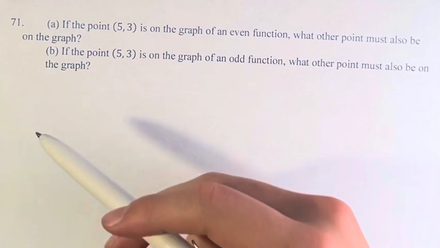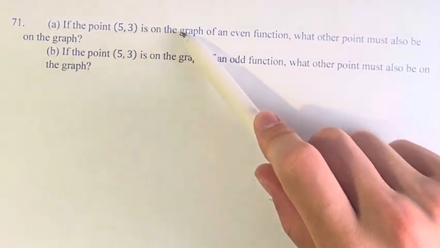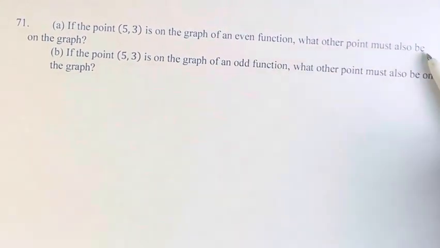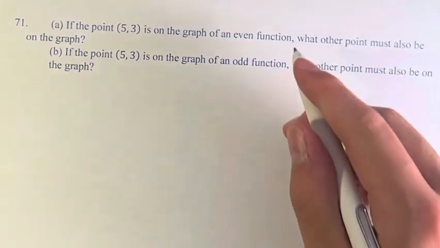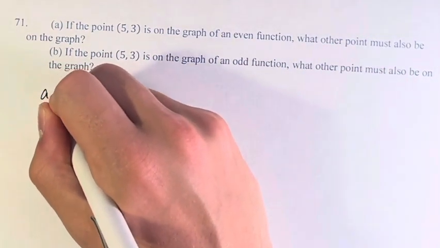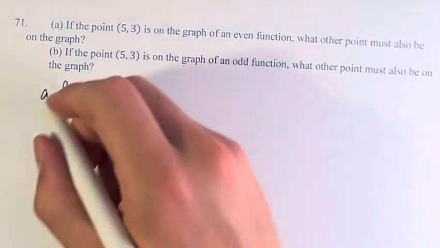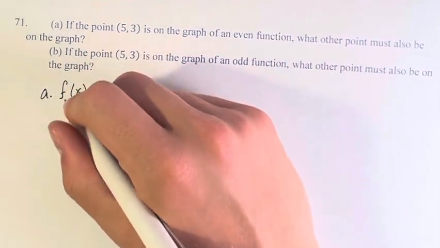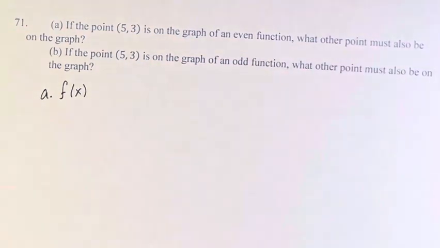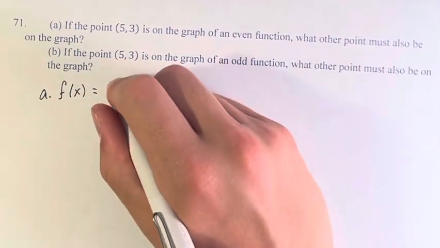In this problem, we're asked: if the point (5, 3) is on the graph of an even function, what other point must also be on the graph? So if we have an even function, let's call it f, and f of x is on the graph, we know that f of x is equal to f of negative x.